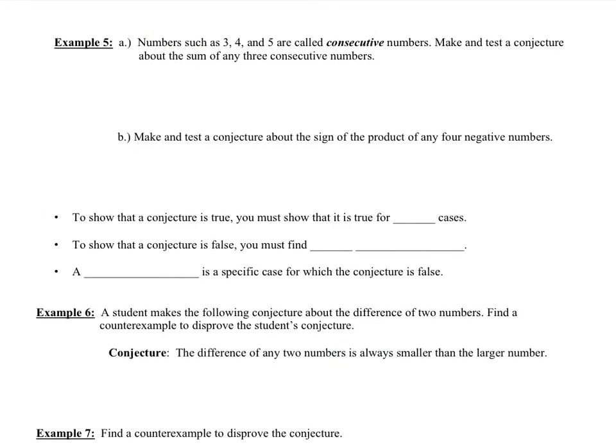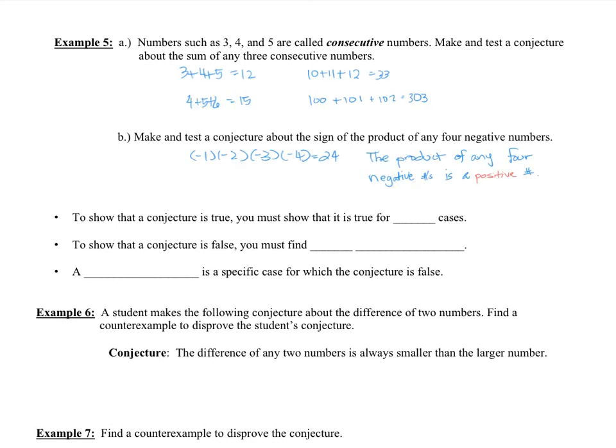Now pause the video again and try example 5 on your own, and then continue to play the video for the answers. So for example 5 part A, it's similar to example 4, where the sum of any 3 consecutive numbers is 3 times the second number. So 4 times 3 gives you 12. 5 times 3 gives you 15. 11 times 3, 33. 101 times 3, 303.